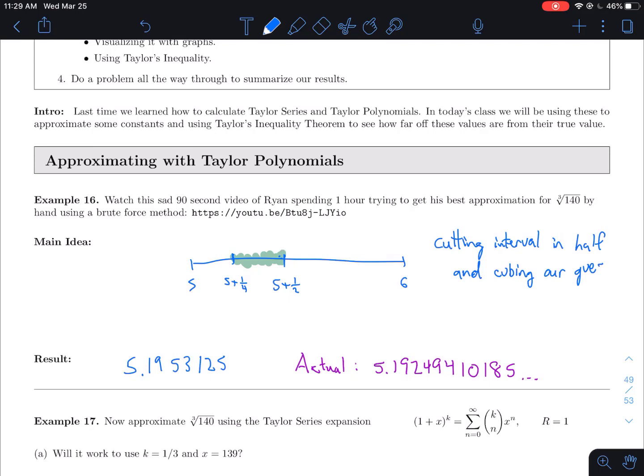And then we repeat to get a better and better approximation. Okay, so I would like to show you how we can actually use Taylor polynomials in order to get a guess as well. And my claim is that this ends up being a bit faster.